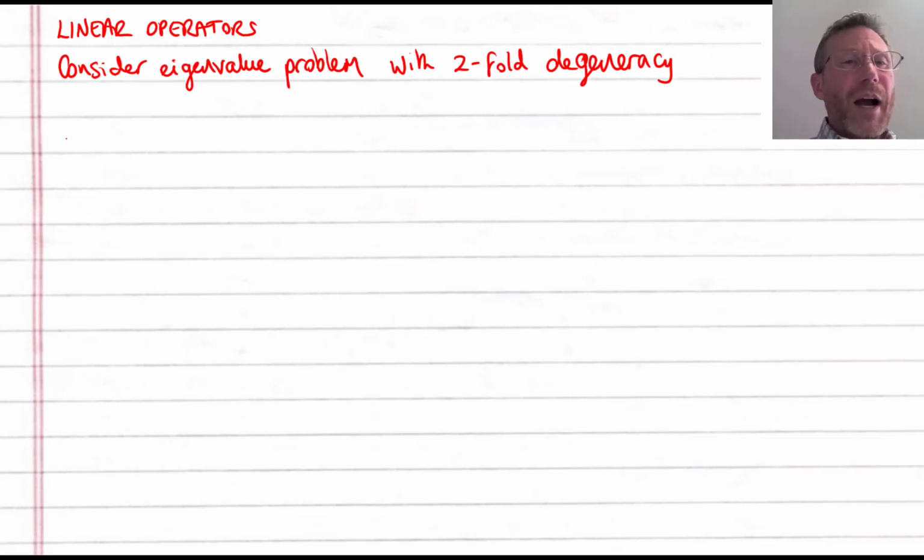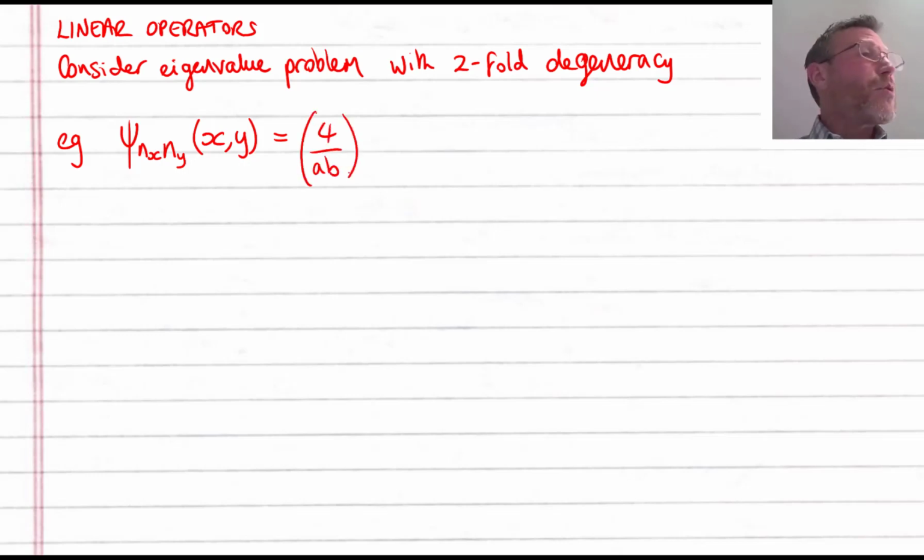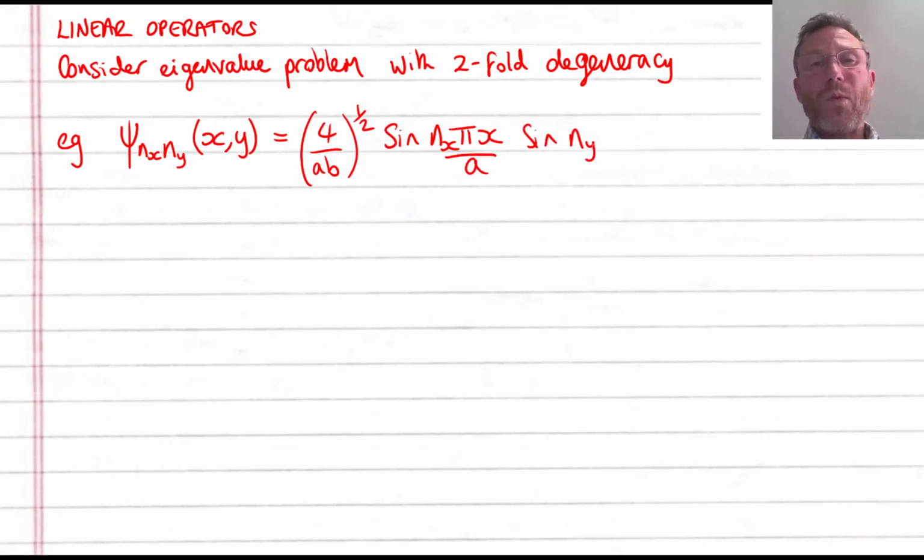So for example, let's say we've got a particle in a square, and the wave function solution here is associated with two quantum numbers, n sub x and n sub y. It's a function of x and y, and this solution is as follows. It's 4 over ab to the half, sine n sub x pi x over a, sine n sub y pi y over b.